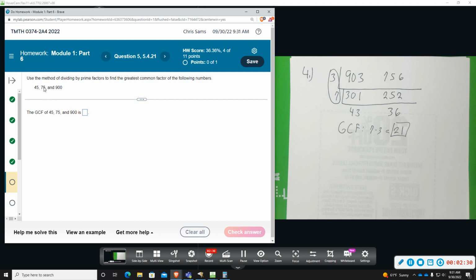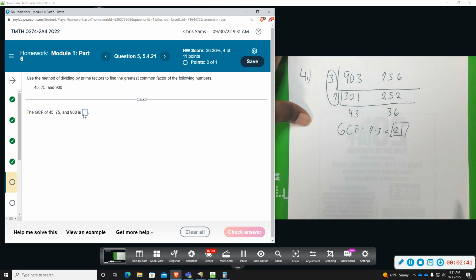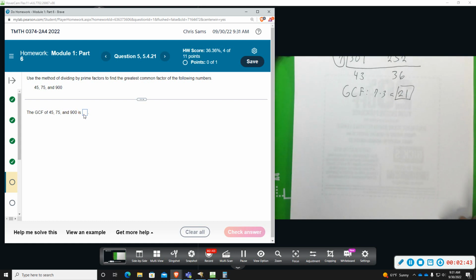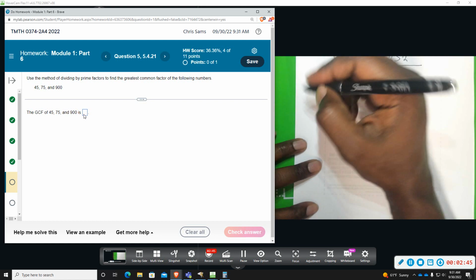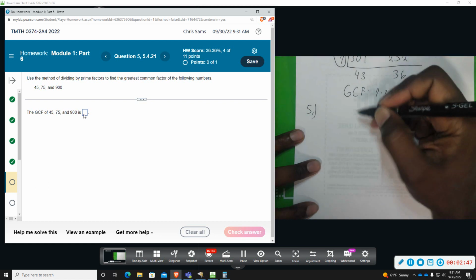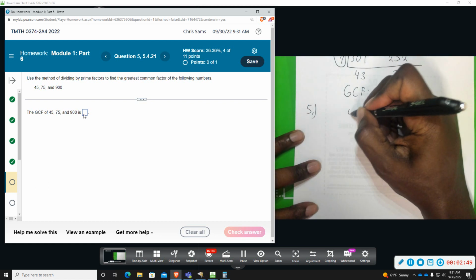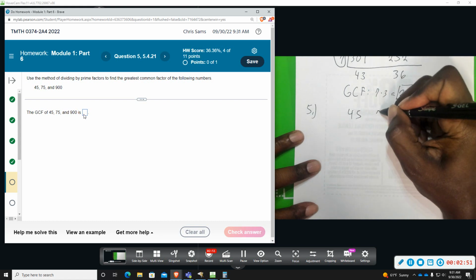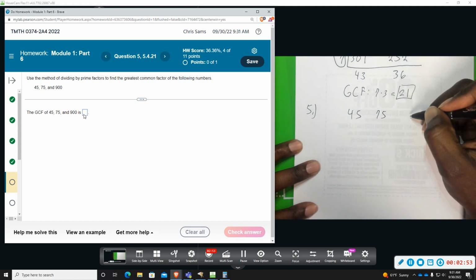Okay, so now it also says use the method of dividing prime factors to find the greatest common factor here. So you can also do this with 3 numbers. So I'm glad they finally got one with 3 numbers. We're going to do dividing primes with 3 numbers on this one. So we're going to use 45, 75, and 900.